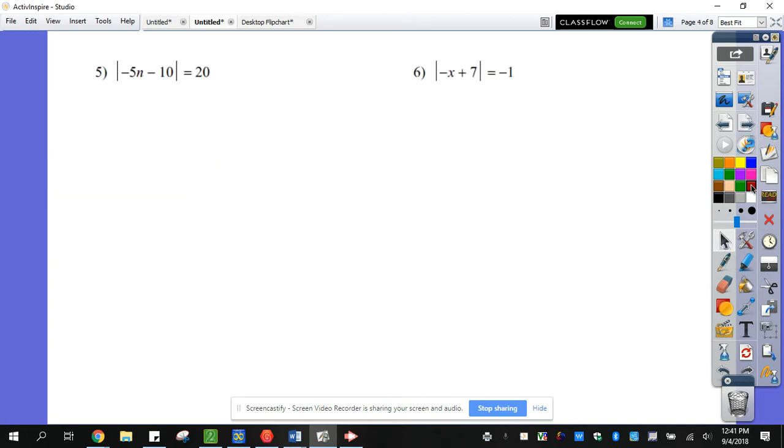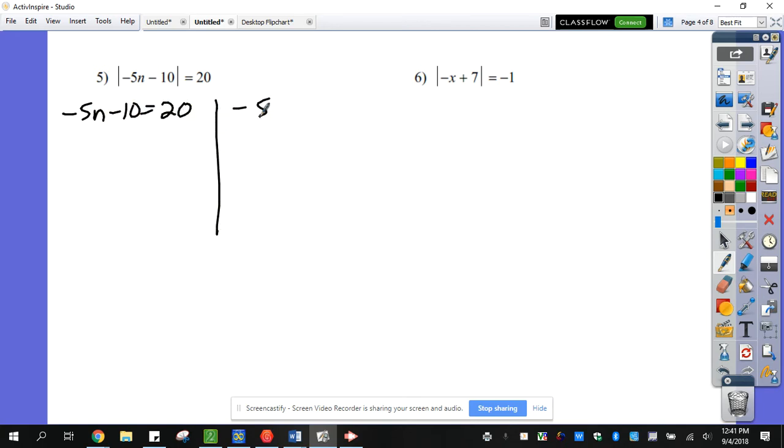Next, number 5 here. Split them into 2. Negative 5n minus 10 is equal to 20. The other one is negative 5n minus 10 is equal to negative 20. You're going to add 10 to each side to solve for the n.